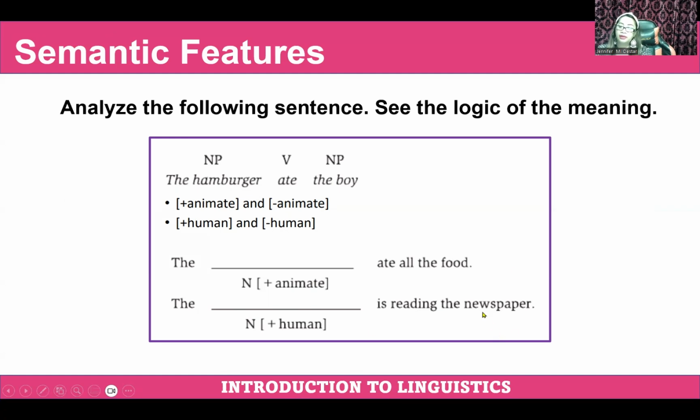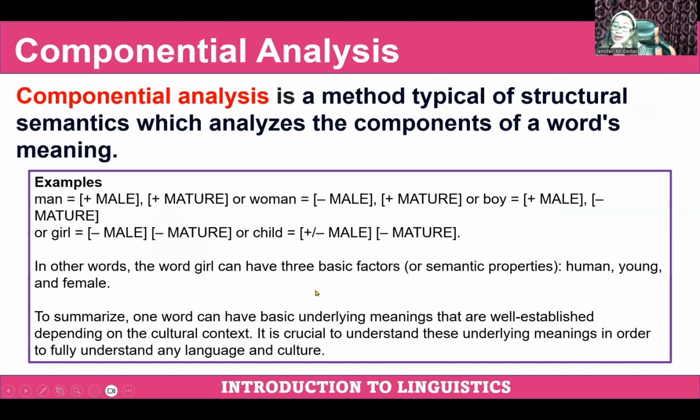So, who is capable of reading? Of course, human. And who is capable of eating aside from human? Mag-iisip tayo ng animate subject for this. Papasok tayo sa Componential Analysis.